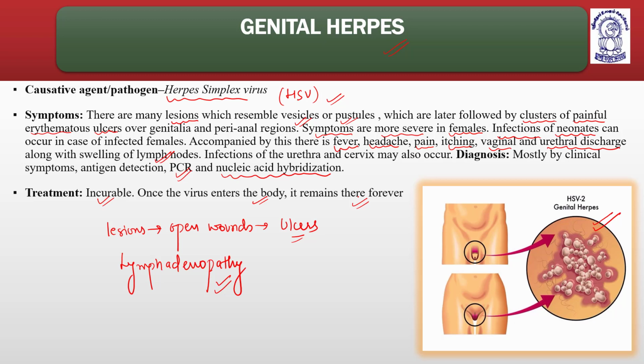Now coming to next, when we talk about the transmission of genital herpes, I already told you it is primarily transmitted sexually through genital secretions, but also by contact with an infected person or the genitalia of the infected person. That is why it is always preferred and recommended to use safe sexual methods like wearing condoms and using other barrier methods.